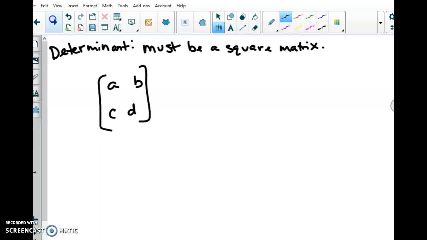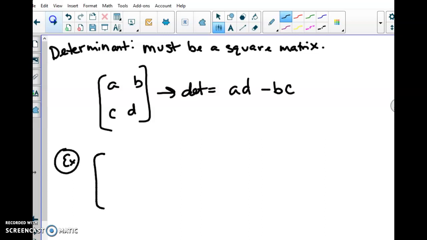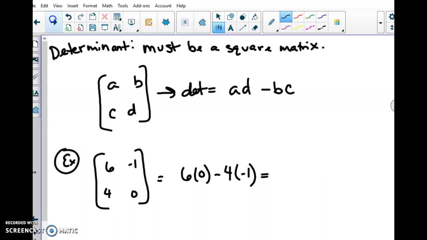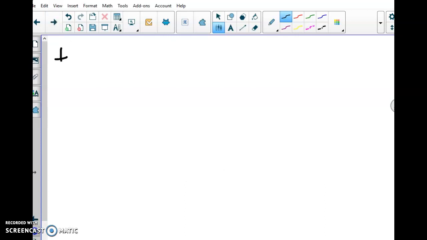So to define your determinant, you take A times D minus B times C. So if this were my matrix, I'd have 6 times 0 minus 4 times negative 1. So in this case, my determinant would be 4. Now the determinant is used in order to find the inverse. So if the determinant has to be a square matrix, an inverse also has to be a square matrix.